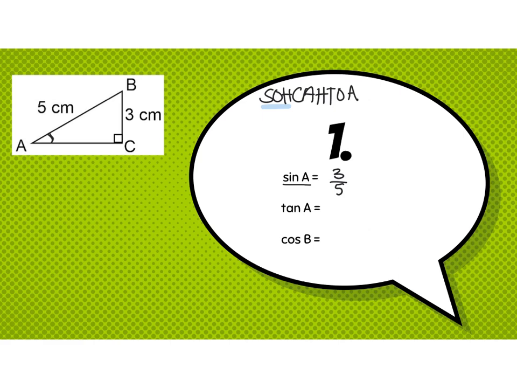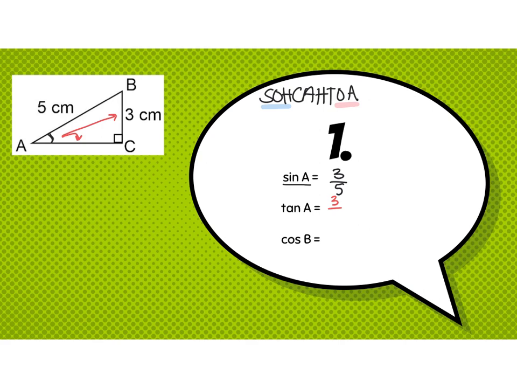Now let's move on to tangent of A. So again, we're using that same angle measure, and we're looking with tangent. Tangent is TOA. So we're going to find the opposite. So that's 3 over the adjacent. Remember, the adjacent is right next to the angle, but not the hypotenuse.